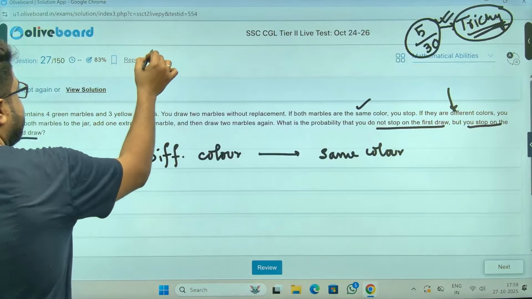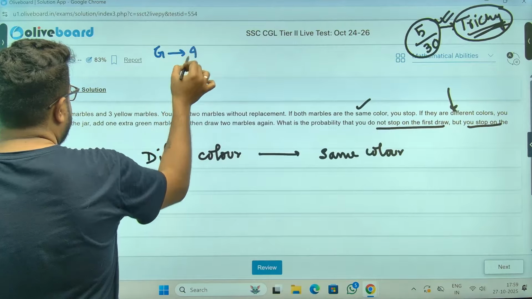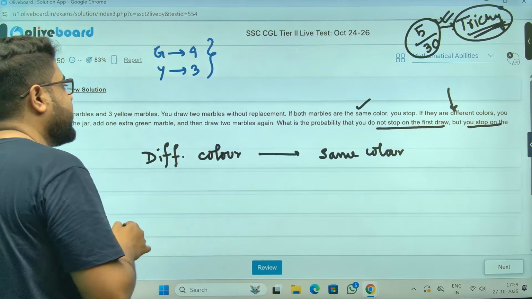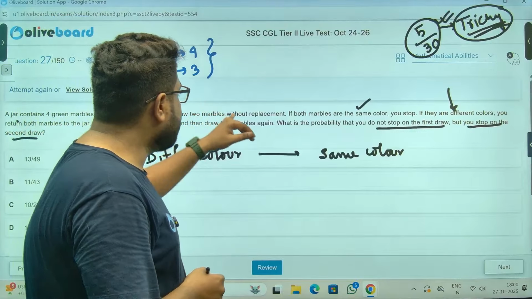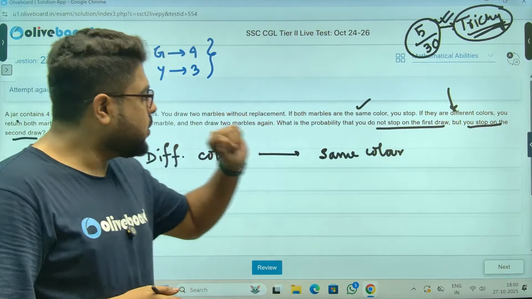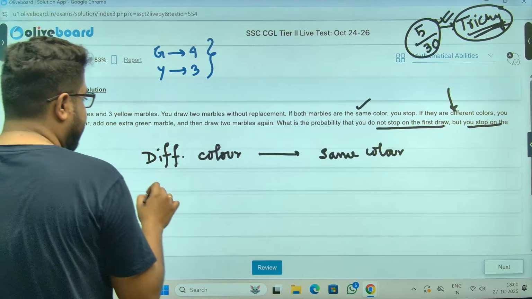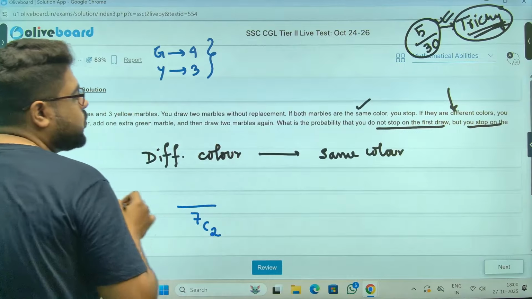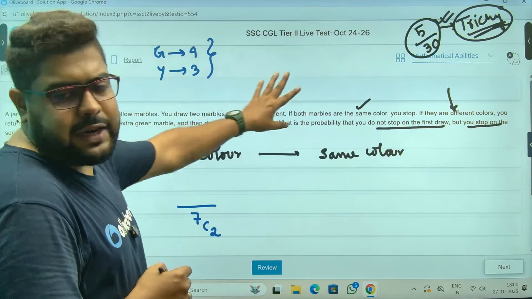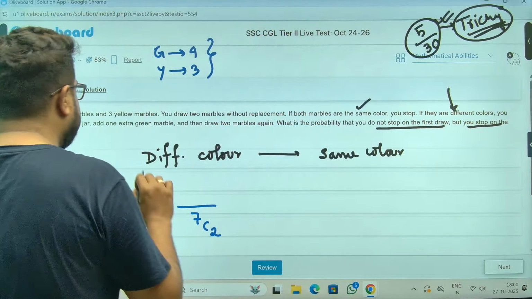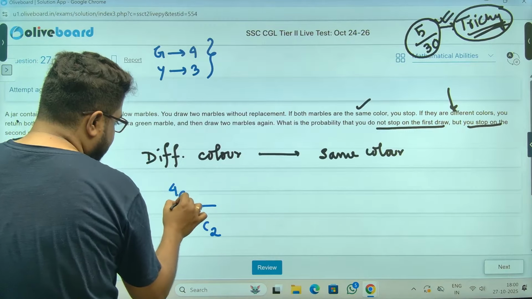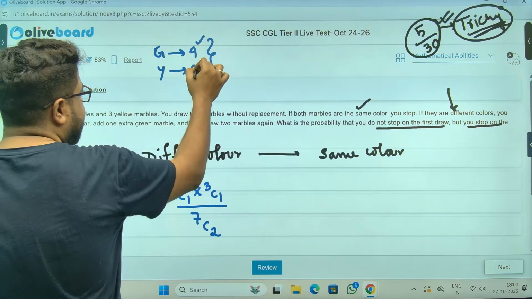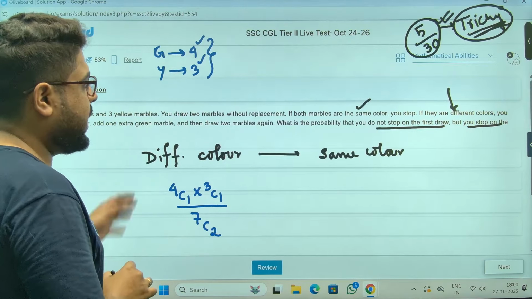So 4 green marbles and 3 yellow marbles. You draw 2 marbles without replacement. Okay. So from a total of 7 marbles I will take out 2. 7C2. They are of different colors first. So different colors means I will take 1 out of 4, and I will take 1 out of these 3, meaning 1 green and 1 yellow. Now what will you do?